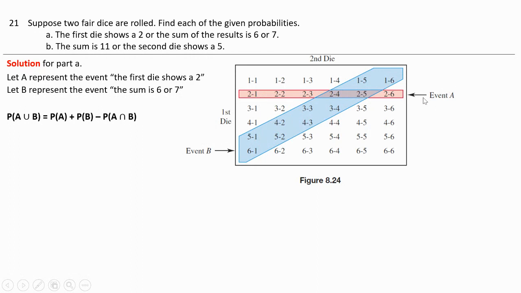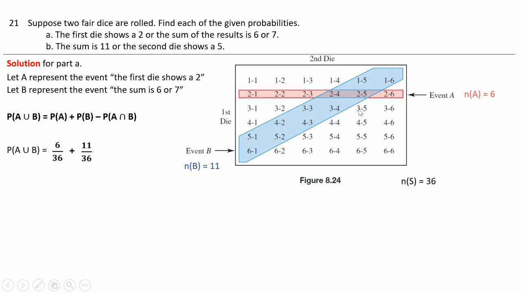So how many are in event A? My sample space will be 36, but how many are in A? 1, 2, 3, 4, 5, 6. How many are in set B, which is a sum of 6 or 7? There's 1, 2, 3, 4, 5, 6, 7, 8, 9, 10, 11. So it's going to be 11. So it's going to give us 6 over 36 plus 11 over 36.